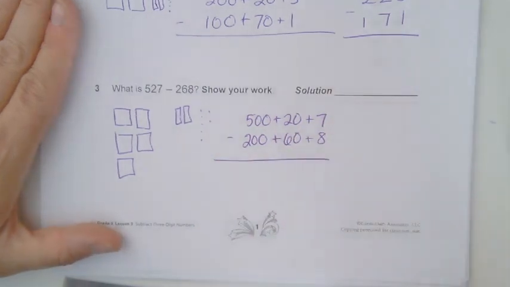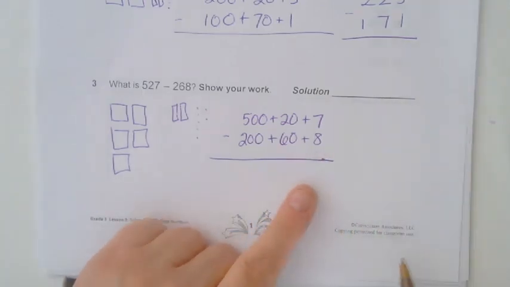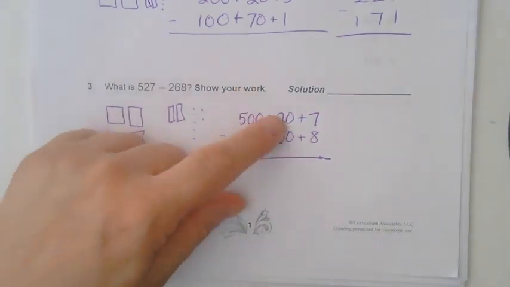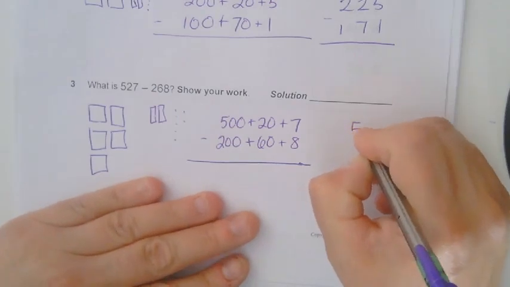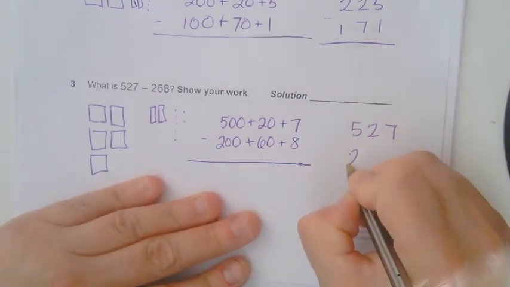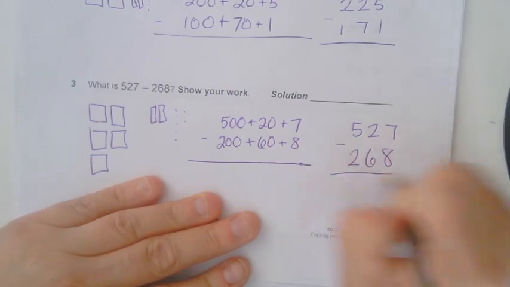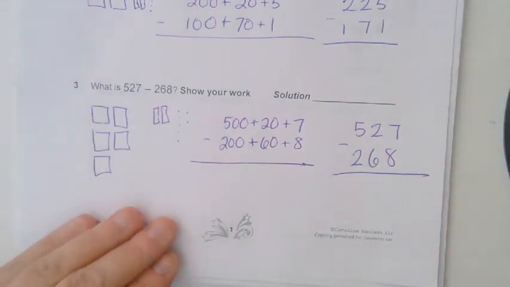Ooh, this is going to be extra hard. You're going to need to make sure you slow down on this one. Think about the money. Think about the hundreds, the tens, and the $1 bills. Or you can do it the old-fashioned way, the standard algorithm, which is 527 minus 268. Go slow on this one. It looks like you're going to have to do a lot of regrouping.